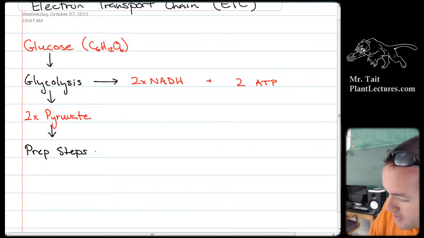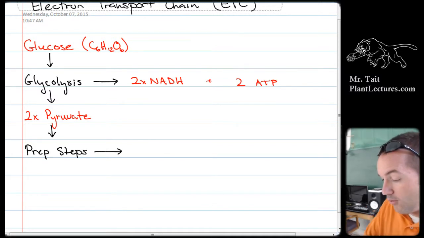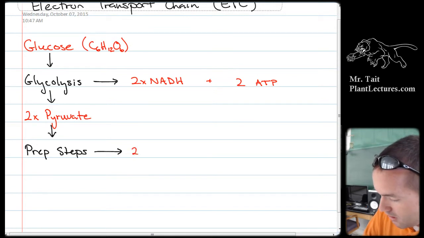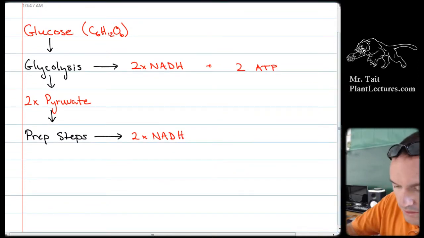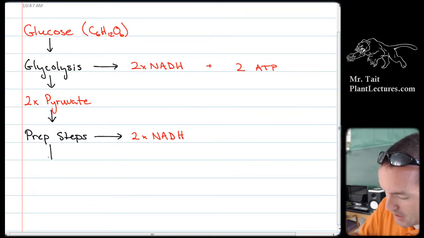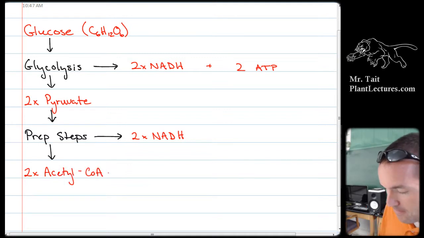And the prep steps are going to form some compounds. They are going to form 2 high-energy electron carriers in the form of 2 NADH. No ATP formed in the prep steps, but they are going to form 2 molecules called acetyl coenzyme A. So we're going to form 2 acetyl CoAs.